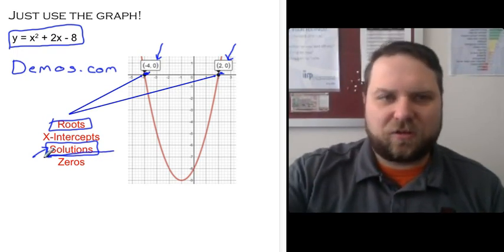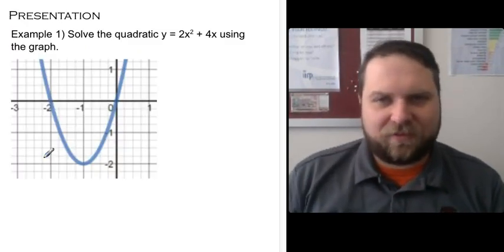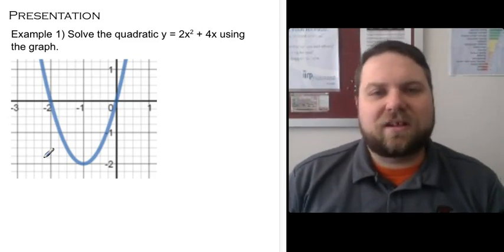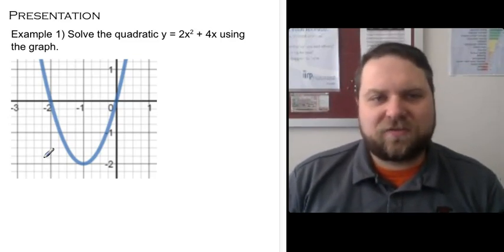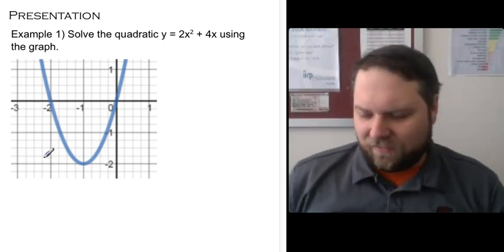But let's look at a few more traditional type problems for this. Example 1, solve the quadratic y equals 2x squared plus 4x using this graph.